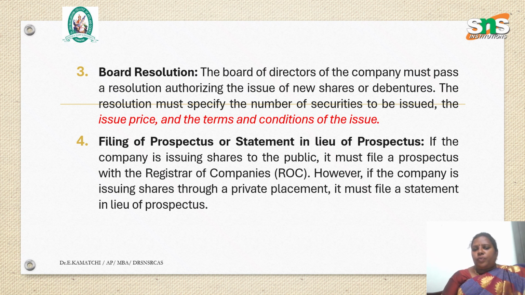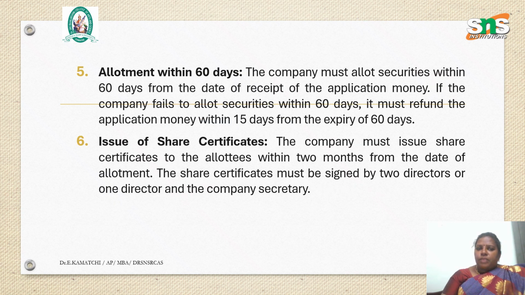If the company is issuing shares to the public, it must file a prospectus with the Registrar of Companies, ROC. However, if the company is issuing shares through a private placement, it must file a statement in lieu of prospectus. Allotment within 60 days. The company must allot securities within 60 days from the date of receipt of application money. If the company fails to allot securities within 60 days, it must refund the application money within 15 days from the expiry of 60 days.